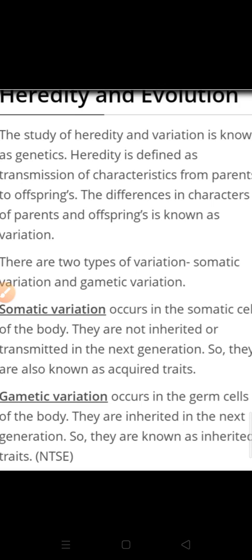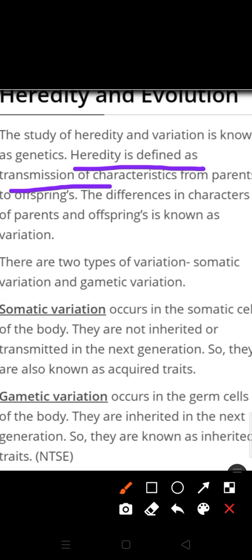So as I told you, heredity is defined as the transmission of characteristics from parents to offspring. Clear, children? Whatever characteristic you got which resembles your parents, like your height, your nose, your color of eyes, your complexion, is known as a hereditary character, and this process, the main term, is known as heredity.